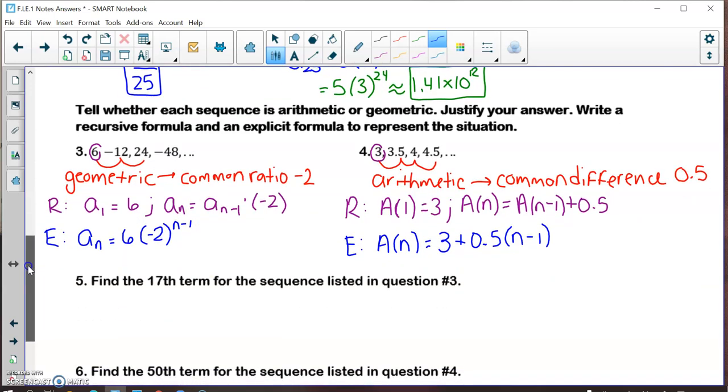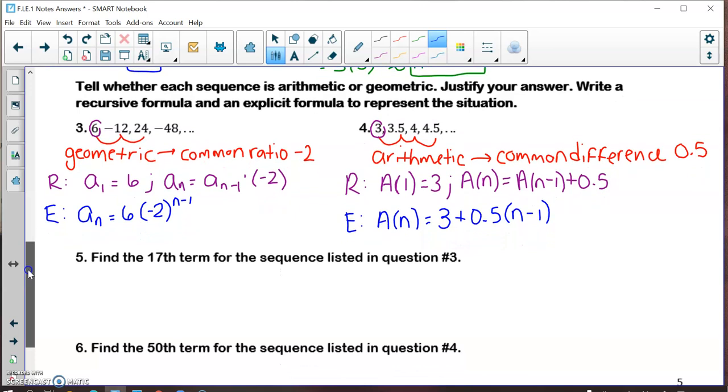Now, number 5 says find the 17th term for the sequence listed in number 3. So since this is a higher term, we are going to just use the explicit formula. So I'm going to put 17 in for the n, and that a sub 17, all that means is that we're finding the 17th term. So I really just need to focus on the right side of this equation, which is a 6 times a negative 2, and a 17 minus 1 gives us a 16th power.